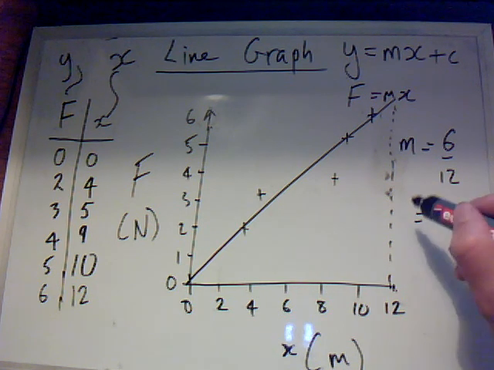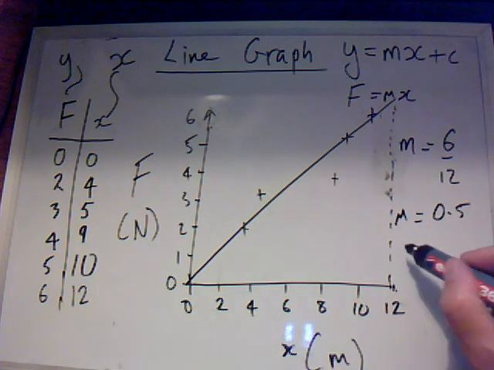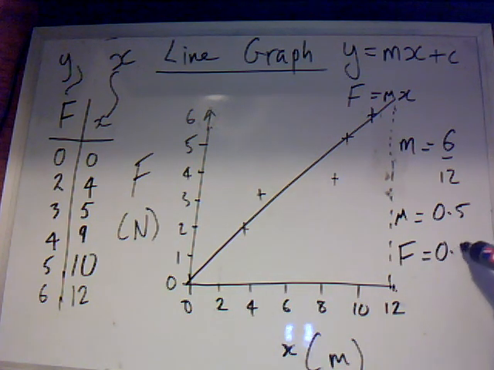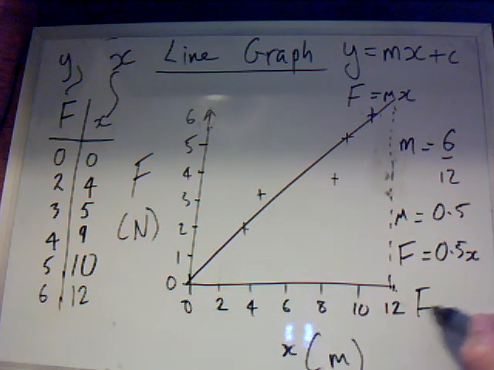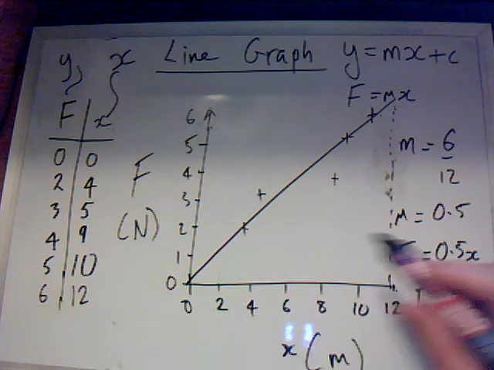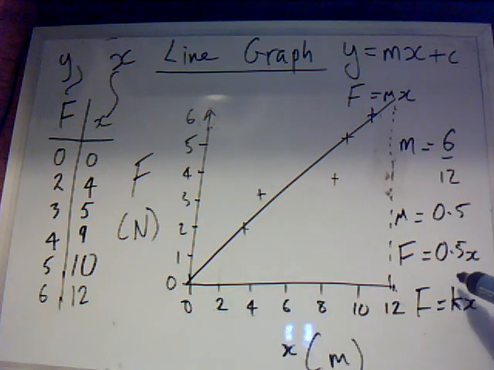So we could write the equation as F equals 0.5x, and that is the equation of that line. Now, in fact, that is a demonstration of Hooke's law, and Hooke's law says F equals kx, where k is known as a spring constant. In this case, the spring constant for this material, and it could be a spring perhaps, is in fact 0.5. Okay.